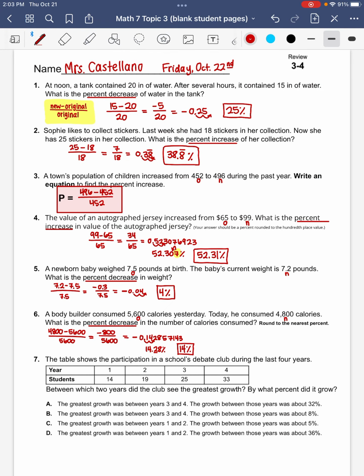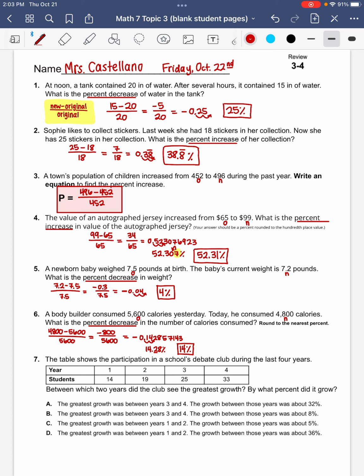14% decrease. Okay, and last one, number 7. The table shows the participation in a school's debate club during the last 4 years. Between which 2 years did the club see the greatest growth? So, and then we also have to determine by what percent did it grow.